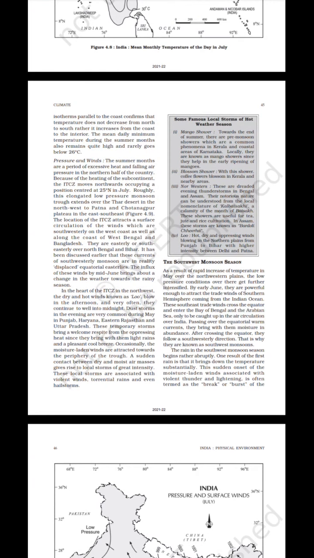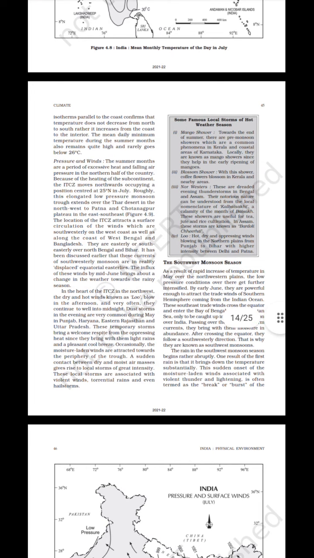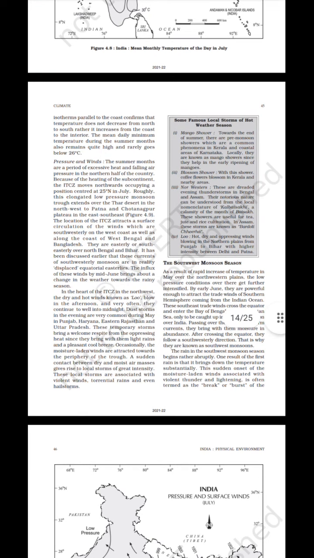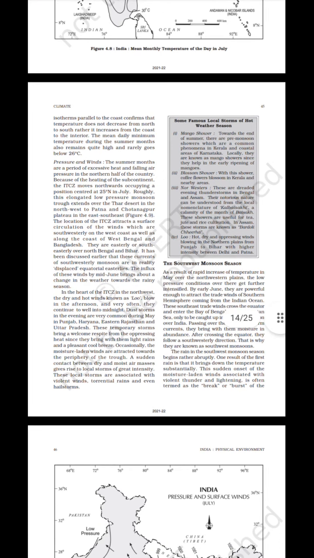Nor'westers. These are dreaded evening thunderstorms in Bengal and Assam. Their notorious nature can be understood from the local nomenclature of Kalbaisakhi, a calamity of the month of Baisakh. These showers are useful for tea, jute, and rice cultivation. In Assam, these storms are known as Bardoli Chheerha. Loo: hot, dry, and oppressing winds blowing in the northern plains from Punjab to Bihar with higher intensity between Delhi and Patna.